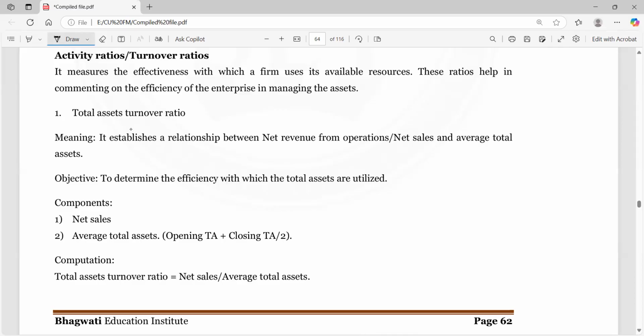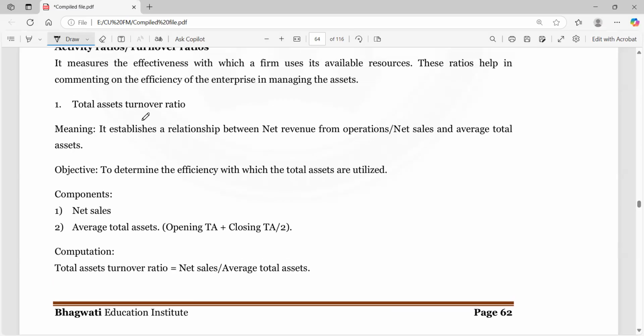Clear? With the available amount of asset base, how effectively we are using the asset for generating sales. Liquidity tells us whether we are having sufficient amount of current assets to pay the current liabilities or not. Solvency, whether we are generating sufficient amount of profit and cash flows to pay the long-term liabilities or not. Turnover ratios or activity ratios tell us how effectively we are using the resources for generating sales and profit. So basically efficiency ratio tells us how effectively we are using the available resources.